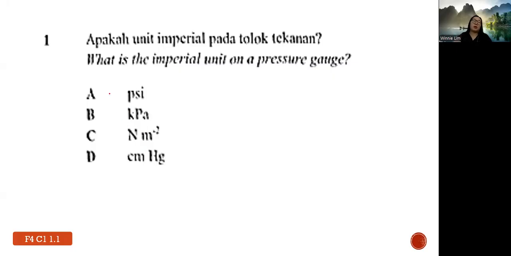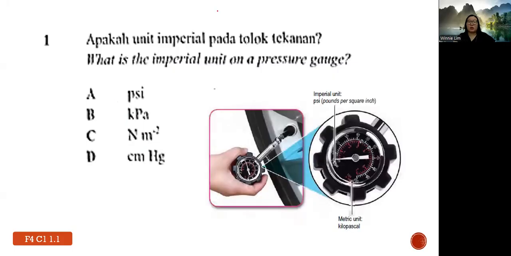So what is the imperial unit for pressure gauge? It's actually PSI, so it's also in the textbook. Imperial unit, pounds per square inch. So inch, square inch, pounds, all this is actually imperial unit. Okay, so in case you're having other questions involving length or mass, you have some idea on that.